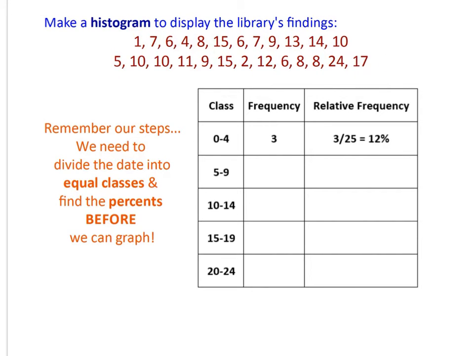So in order to make a histogram, we need to make a relative frequency table, which means we need to divide our data into classes to find percents or the relative frequency before we can graph it. So I did the first one for us. The first one says the class goes from 0 to 4.